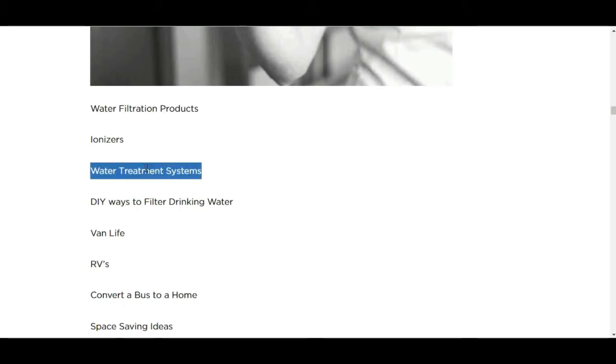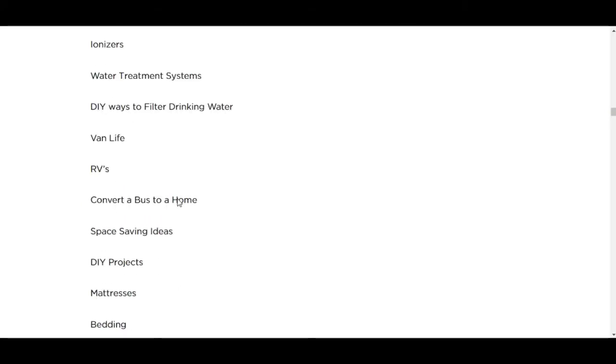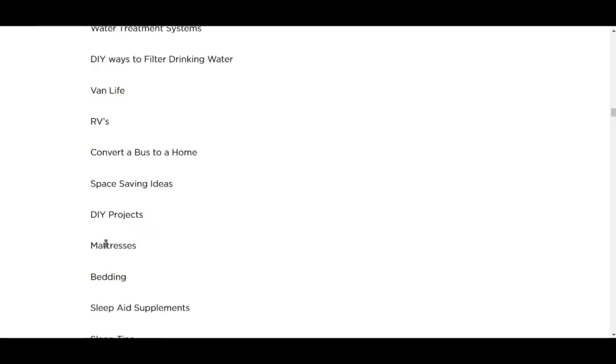Water treatment systems, van life, DIY projects, mattress. How about mattress? So keep in mind, it's a mattress, right? So let's take a note.